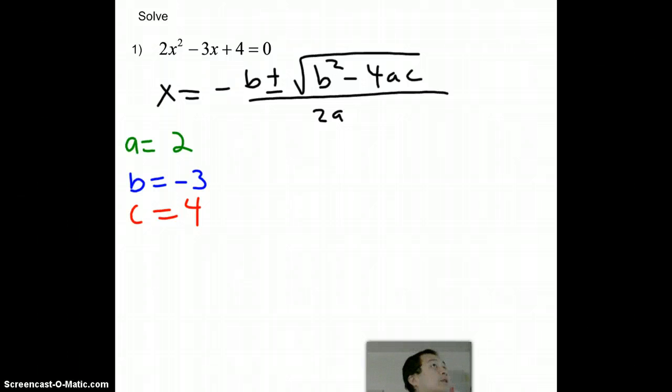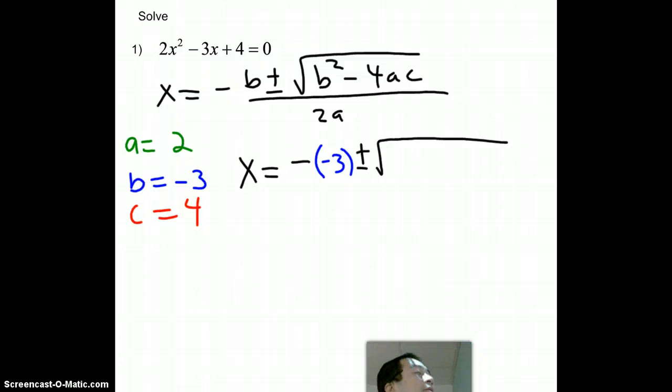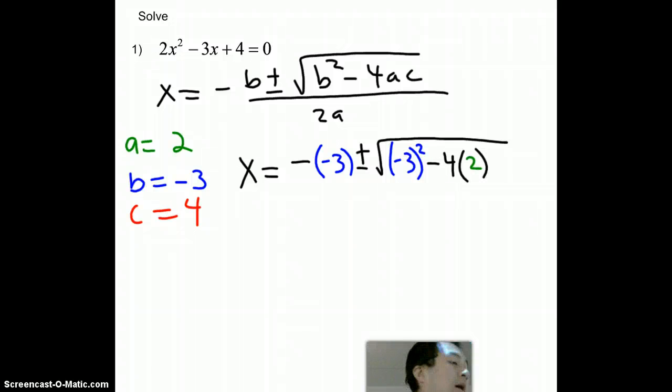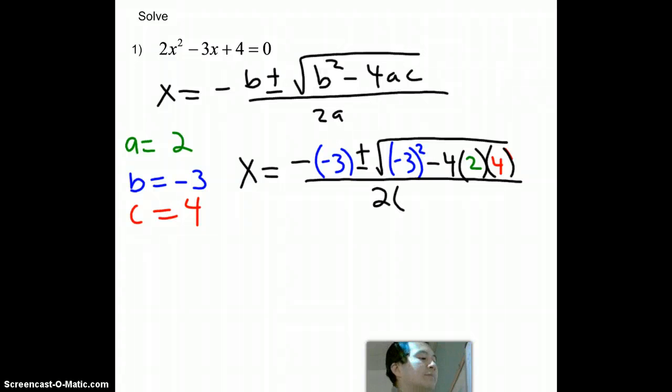Let's take a look. X equals negative. I see a b. So what's my b? My b is negative 3. Plus or minus square root of b squared. So that's negative 3 squared. When I substitute it in, I want to put parentheses around this and make sure I substitute it correctly. Minus 4 times a. What's my a? My a is 2. What's my c? My c is 4. Question so far? Good. All over 2 times a. And my a is 2.